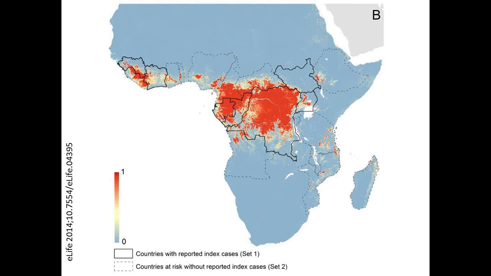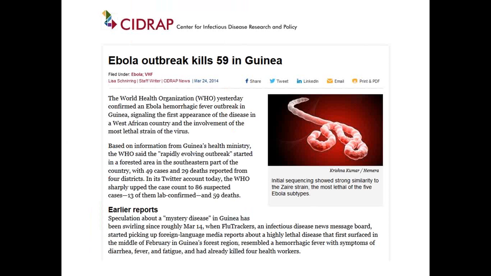If we look at the belt here of countries with index reported cases and countries at risk without reported cases, you can get a sense, looking at the rainforest, of the potential for these cases. West Africa, the three primary affected countries today, shouldn't have been a surprise, yet in a sense they were, because in our 40-some-year history we had not seen Ebola virus transmission there.